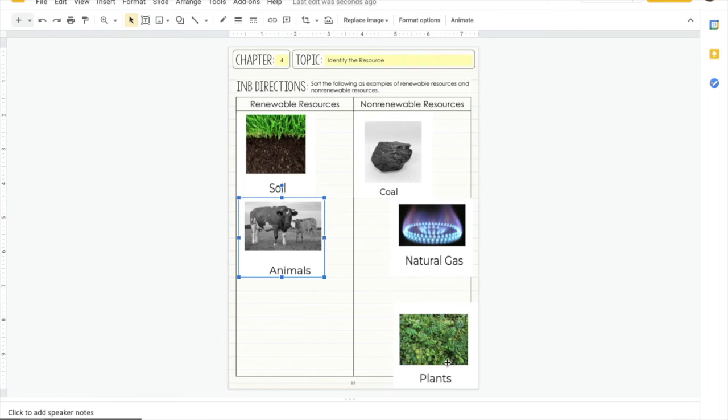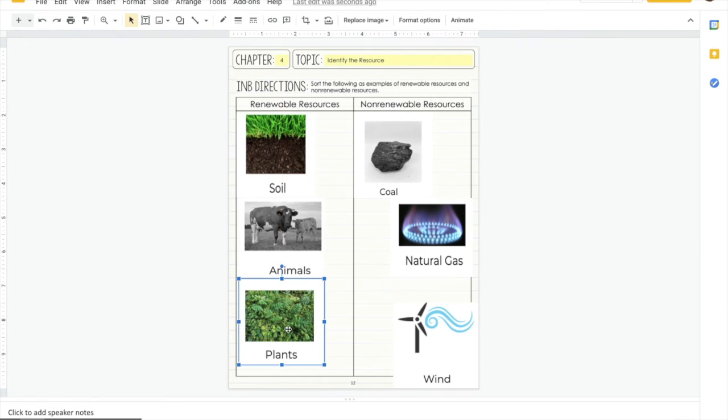Our next natural resource is plants. Is plants a renewable resource or a non-renewable resource? If you said renewable resource, that is correct. Please write plants on the renewable resource side.